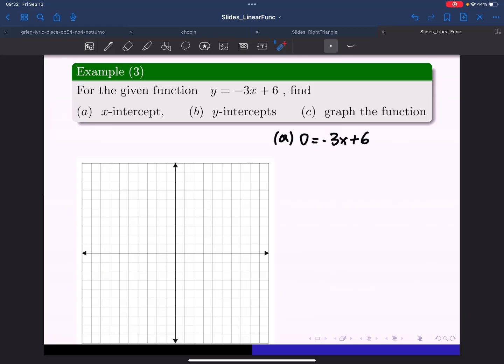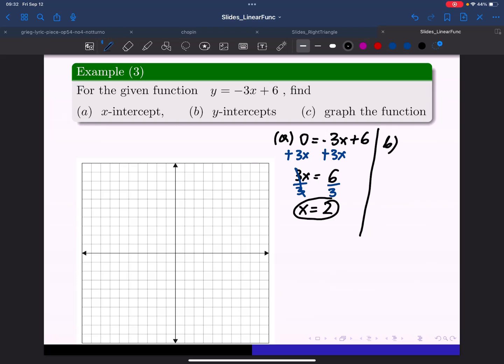Now we can bring either the 6 over or this whole minus 3x. So let's bring this plus 3x over. We have 3x is equal to 6. To solve for x, we divide by 3 on both sides. So x is equal to 6 divided by 3, which is 2. So my x-intercept is 2.